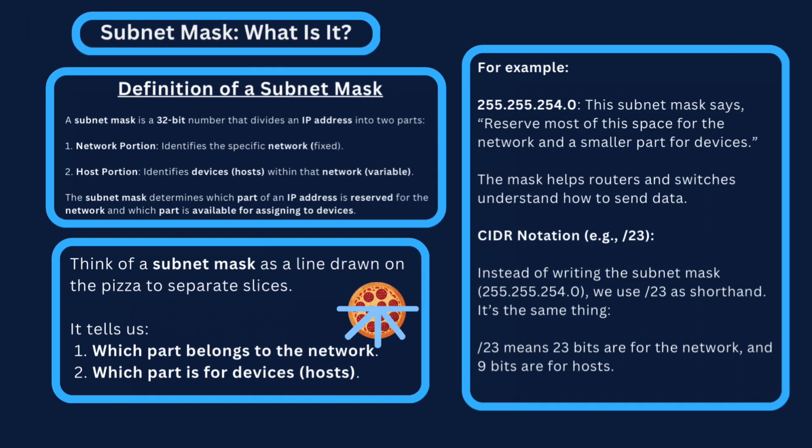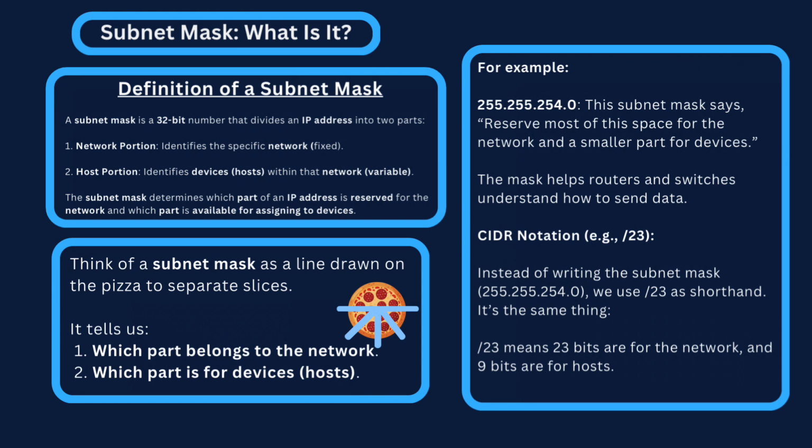Subnet mask. What is it? Definition of a subnet mask. A subnet mask is a 32-bit number that divides an IP address into 2 parts. 1. Network portion identifies the specific network, fixed. 2. Host portion identifies devices, hosts, within that network, variable. The subnet mask determines which part of an IP address is reserved for the network and which part is available for assigning to devices. Think of a subnet mask as a line drawn between your pizza slices. It tells the network, hey, this part is for the street name and this part is for the house numbers.